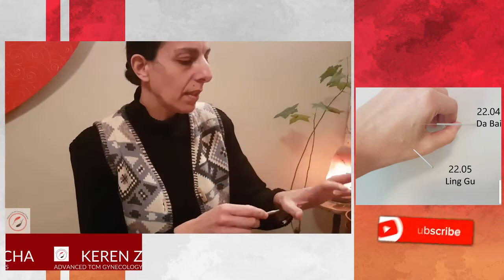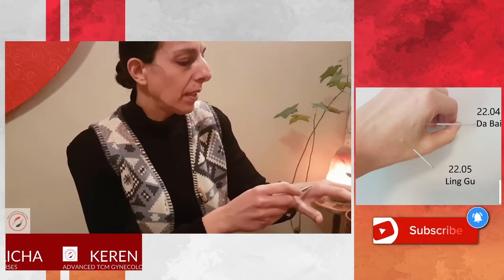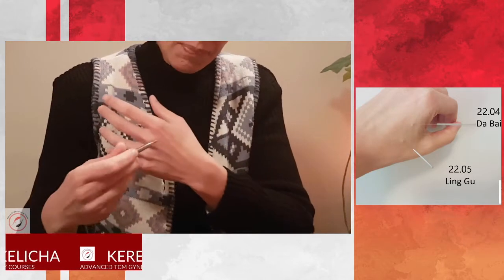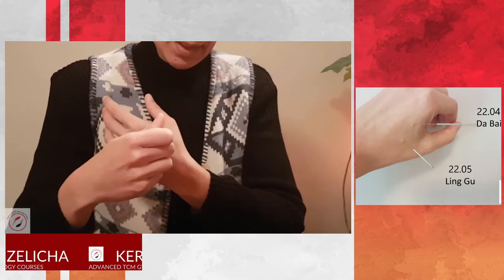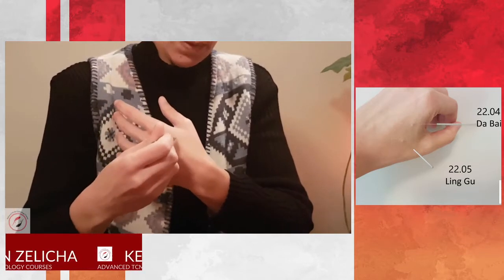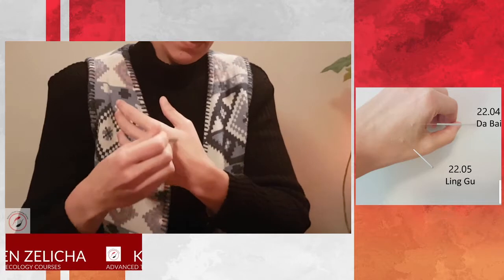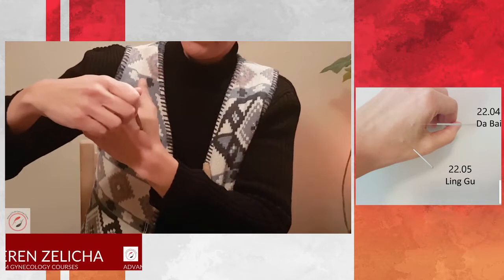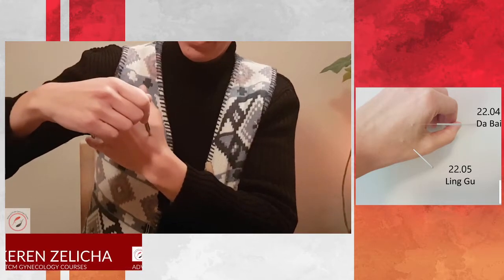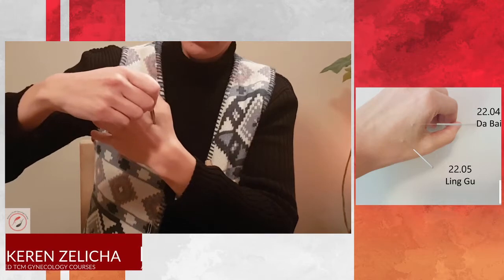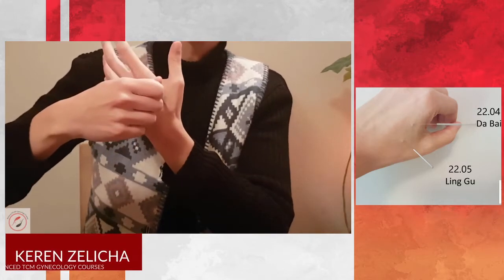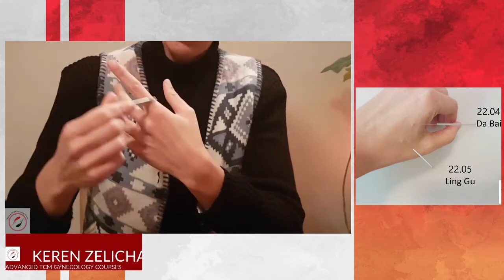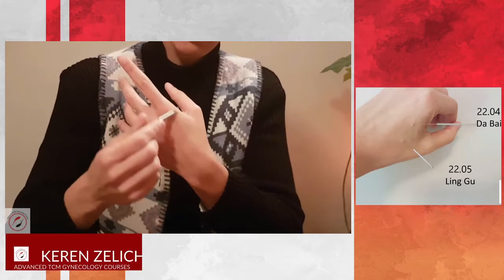These points are located on the dorsal side of the hand, and Lingu is located in the junction of the first and the second metacarpal here. Okay, Dabai is located about half a cun distal to Lingu. Those two points are on the large intestine hand Yang Ming meridian.